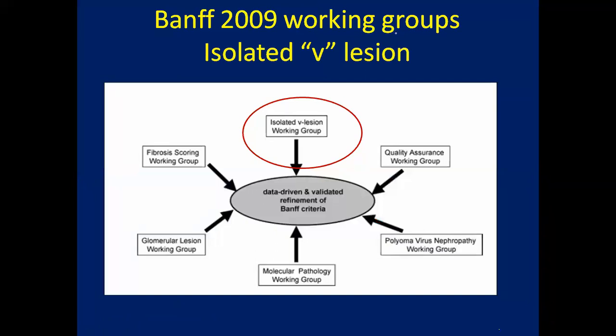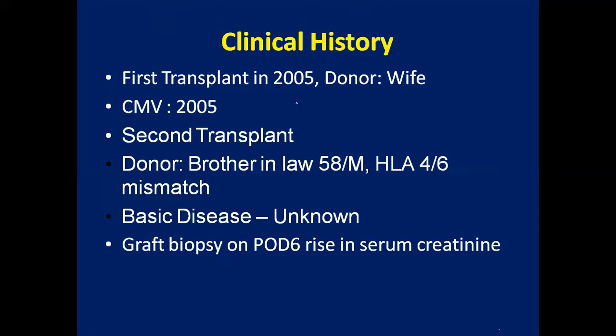So there were Banff working groups also, which were formed in the Banff 2009 classification system or Banff 2009 meeting, and they formulated some groups. One of the groups was the isolated v lesion working group. So isolated v lesion working group means, I'll show you one case.